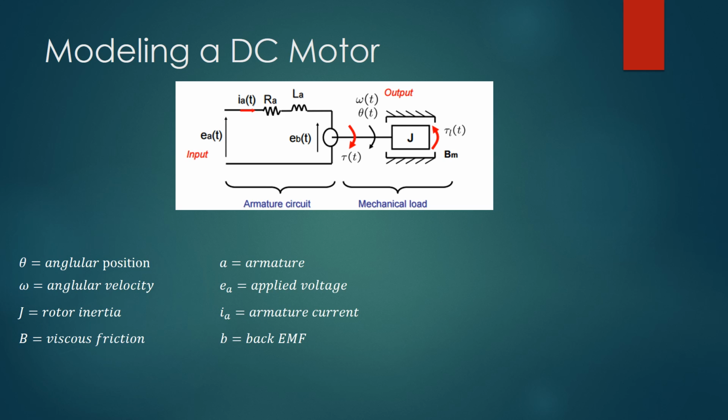Okay, modeling a DC motor: on the left side is the electrical side of it, and on the right side is where all the mechanical stuff happens.